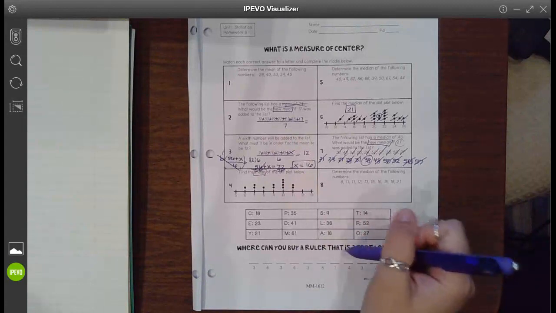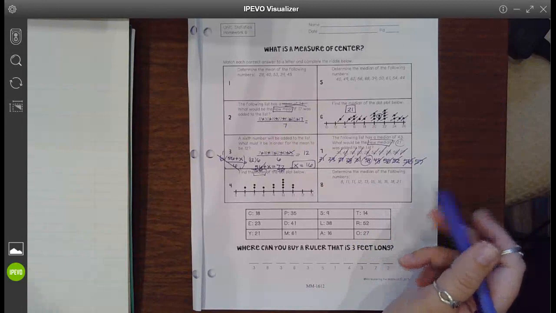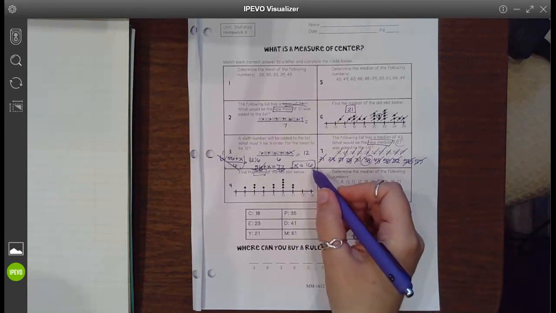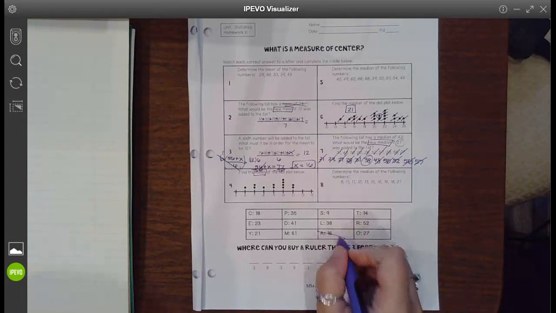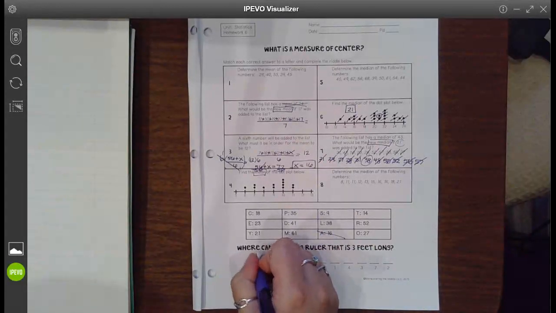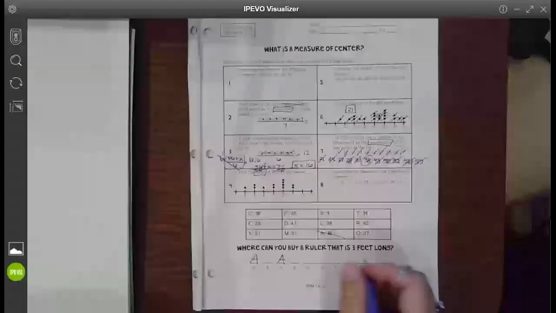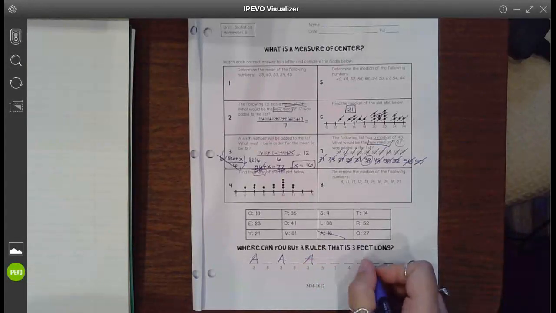It's pretty straightforward how you fill out the joke. Once you find the answer, let's say I found the answer to number 3 was 16. I'm going to find 16 down here. That's A. So whenever I see a 3, I'm going to put an A. And if it happens more than once, then just put an A every time you see a 3.